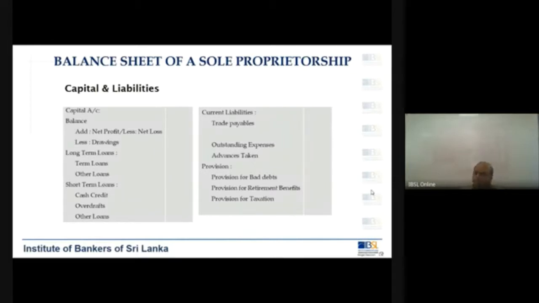Then you have the current liabilities, where you have creditors, any outstanding expenses, or any advances you have taken from anybody, which will appear there. And you might also have provisions. Say if you are running a business on credit terms, there may be people who sometimes will not pay you. So when you have a doubt about them, you have to make a provision, which is known as the bad debts provision. So that is all about the sole proprietorship, P&L and the balance sheet.